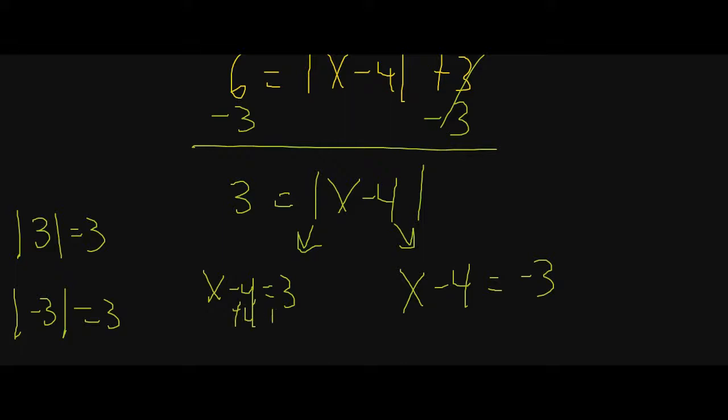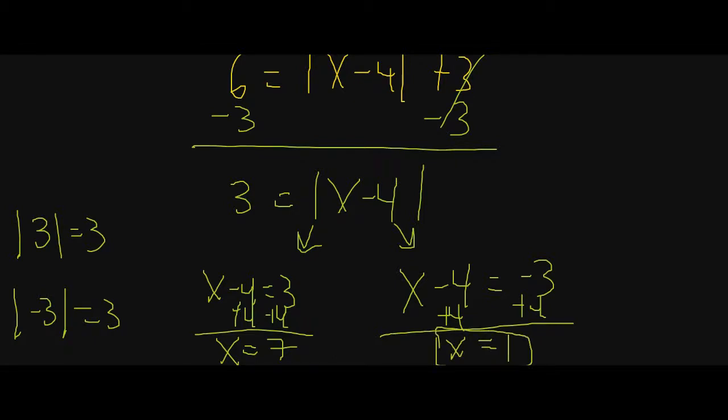We add 4 to both sides. We get x is equal to 7, and over here we add 4 to both sides. We get x is equal to 1. And those are our two solutions right there. Now, one thing that we can always do is plug it back in, either into our original equation and see if that makes sense. See if I plug in 7 for x and simplify, if I get 6, or I could plug that into here and see if when I simplify it, I get 3 as the answer. All right, hopefully that helps.